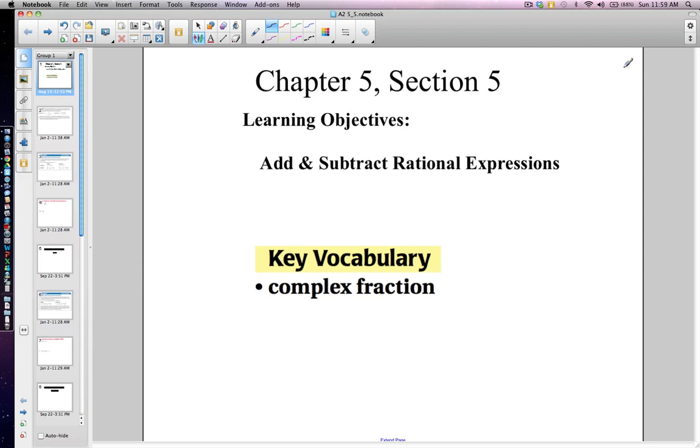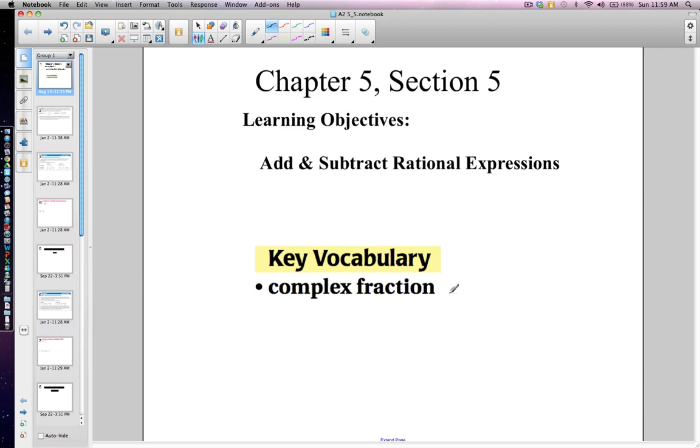So far in this chapter, we've learned how to deal with inverse and joint variation. We've learned how to graph simple rational functions. We've learned how to graph general rational functions. And we've learned how to multiply and divide rational expressions. So now we're going to add and subtract rational expressions. So we've done multiply and divide. Now we're going to do add and subtract.